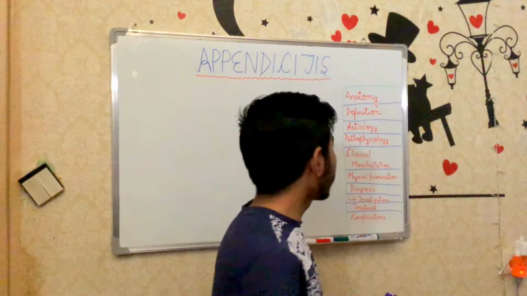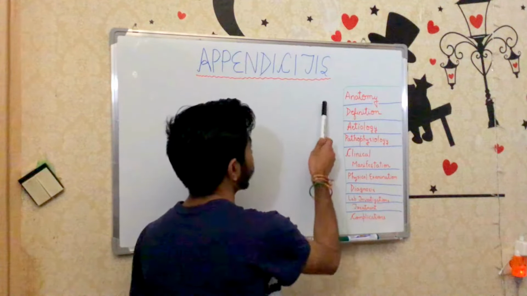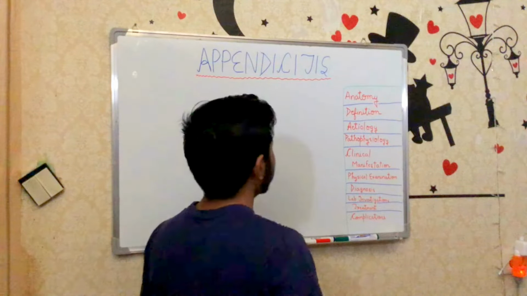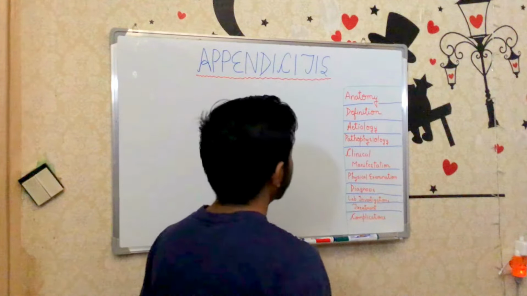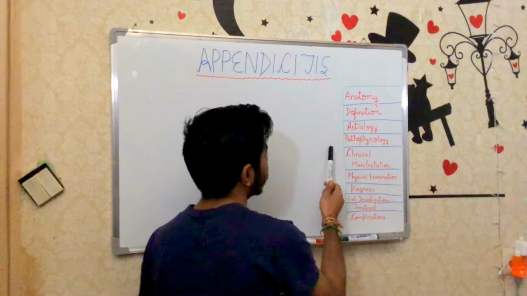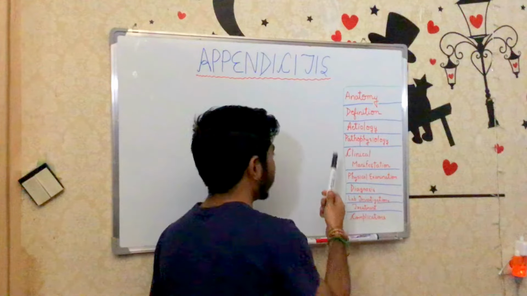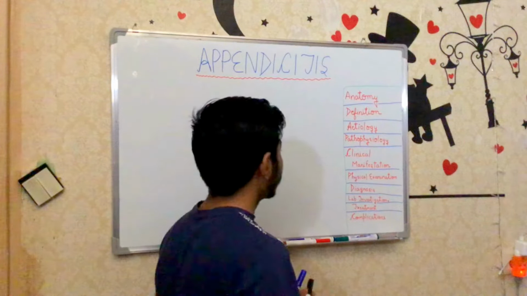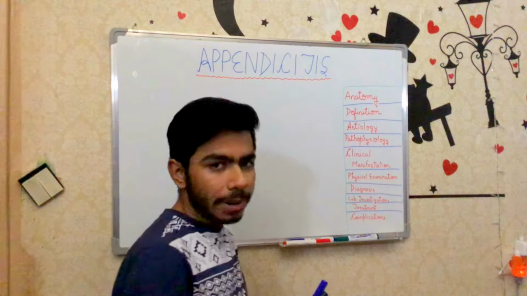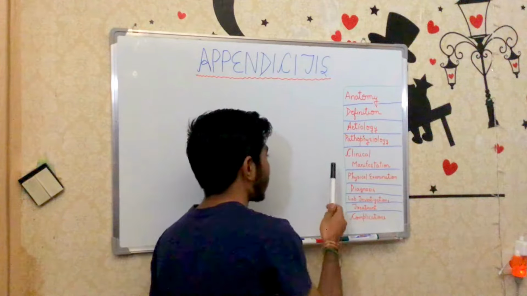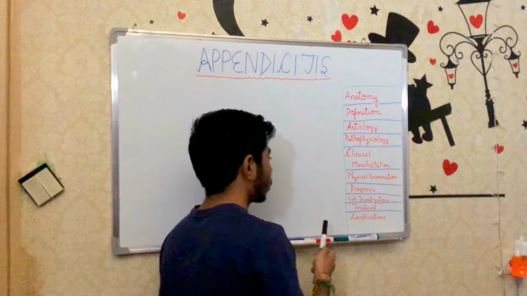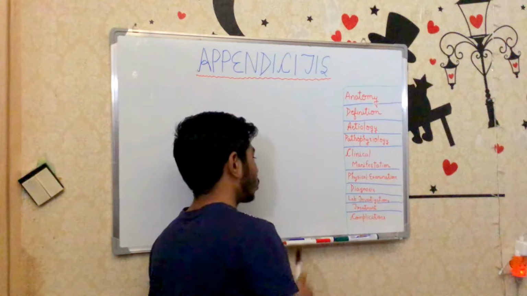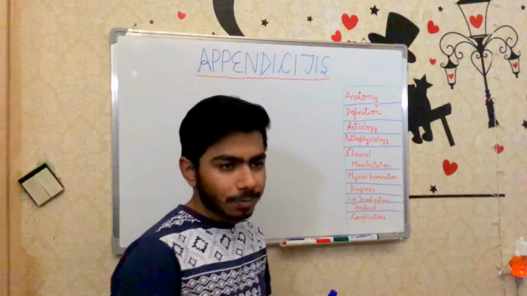Through this video, I will talk about the anatomy of the appendix, definition of appendicitis, etiology, pathophysiology, the clinical manifestations, which are signs and symptoms for these patients which are specific for appendicitis, physical examination, diagnosis, some lab tests or investigations, and lastly about the treatment and complications.